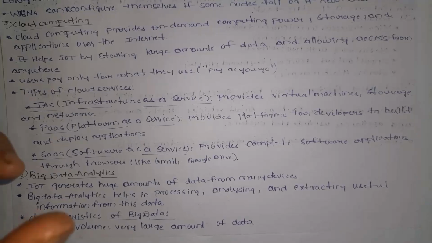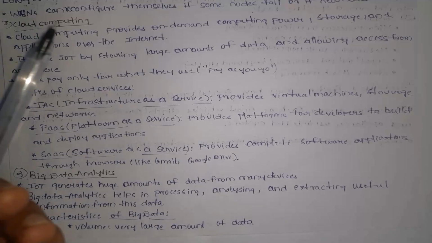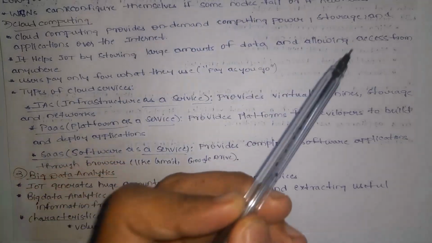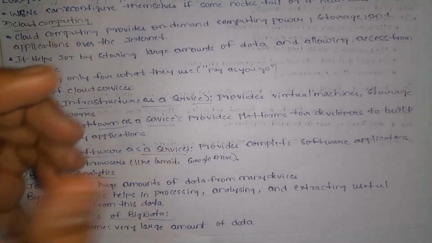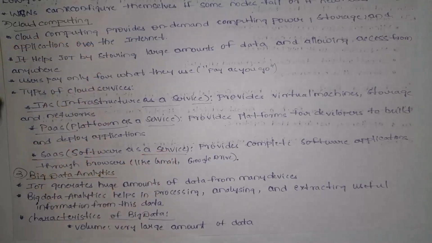Guys, if you want to store data, then we need to purchase a server. So purchasing a server is costly and we need maintenance. But instead of purchasing a server, IoT devices have the capability to store data in the cloud by using the internet. So cloud computing provides on-demand computing power, storage, and applications over the internet. By using cloud computing, we can store data and various applications in the cloud with the help of the internet. And how much memory we use in the cloud, only for that we need to pay money. So users pay only for what they use.